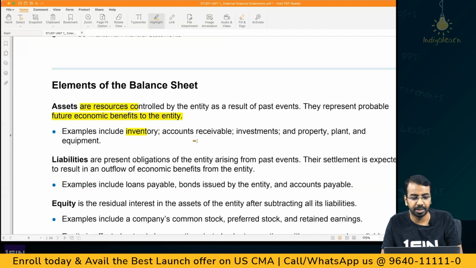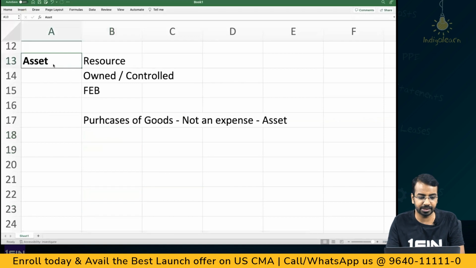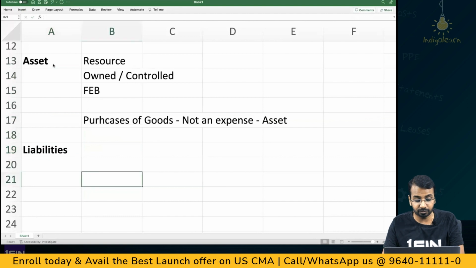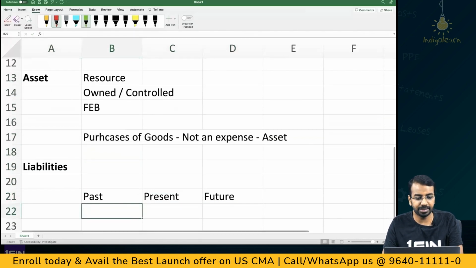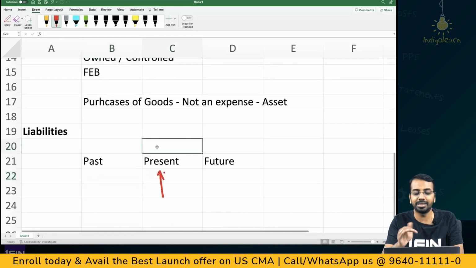Okay. Now, moving on to the next part. So we have understood assets, then liabilities. Again, we will be having a more elaborate discussion on each of these items. Liability. Now, when we say liability, you have to consider three aspects: present, past, and future. Sir, what is there in the present?